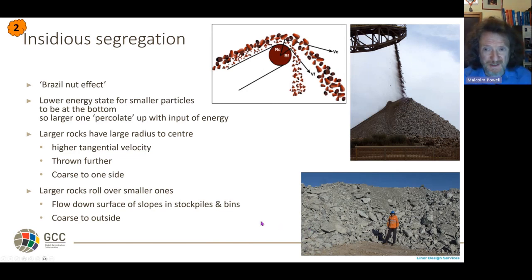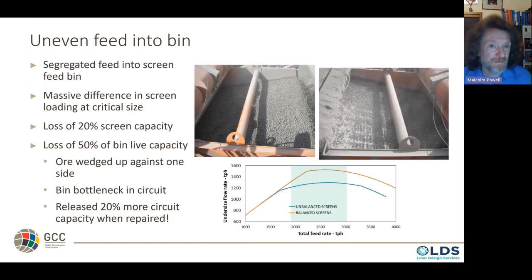So when we look at this, what's the influence on your circuit? One of them, this is uneven feed into a bin, that conveyor going into a bin. It's preferentially throwing the coarse rock on one side and fine on the other, and building up a slope inside the bin. So it's not filling it evenly, it's pushing it to one side. So losing about 50% of bin live capacity through that, and then trying to pull one side feeder harder than the other to rebalance it.